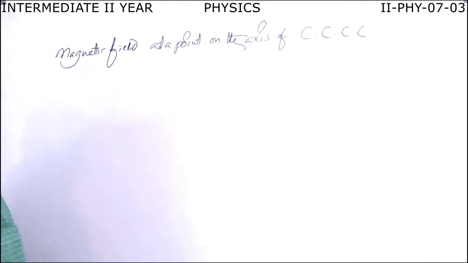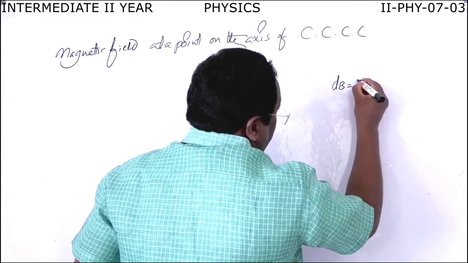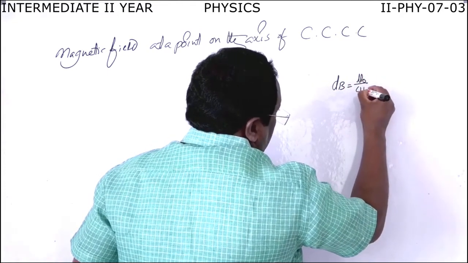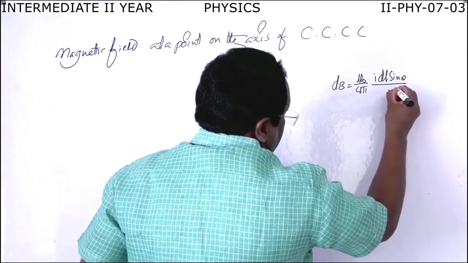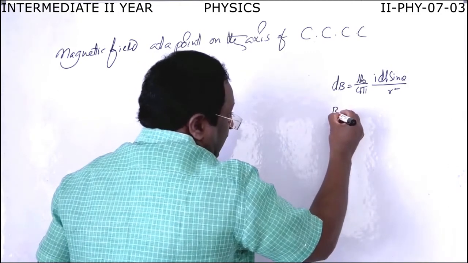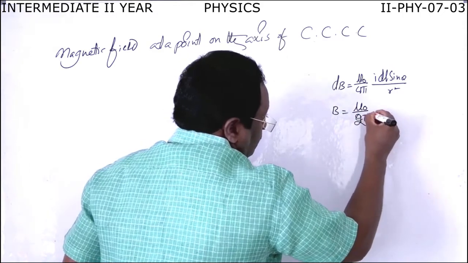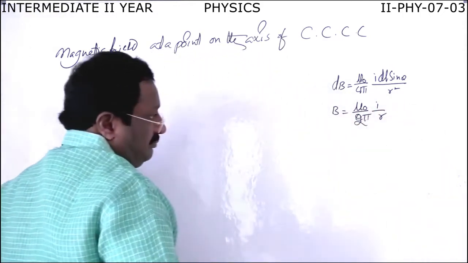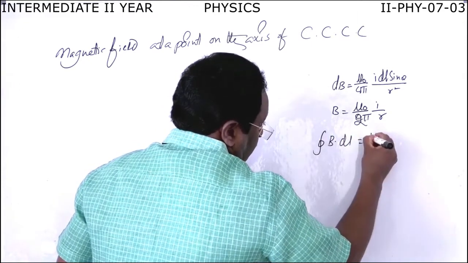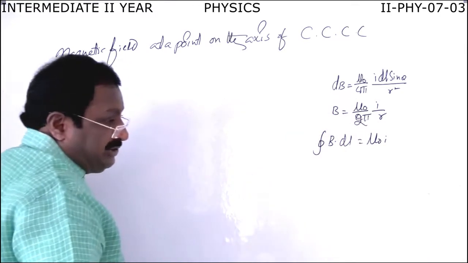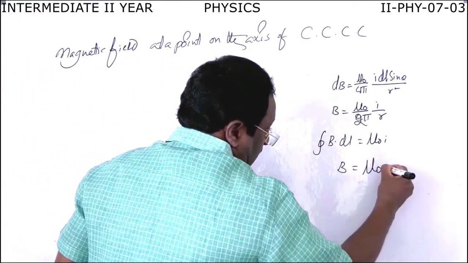So already you know the magnetic field due to a small element of a current carrying conductor, mu naught by 4 pi I dl sin theta by r square. Magnetic field due to a straight current carrying conductor, Ampere's circuital law, and the magnetic field produced in a solenoid and toroid, mu naught I N.